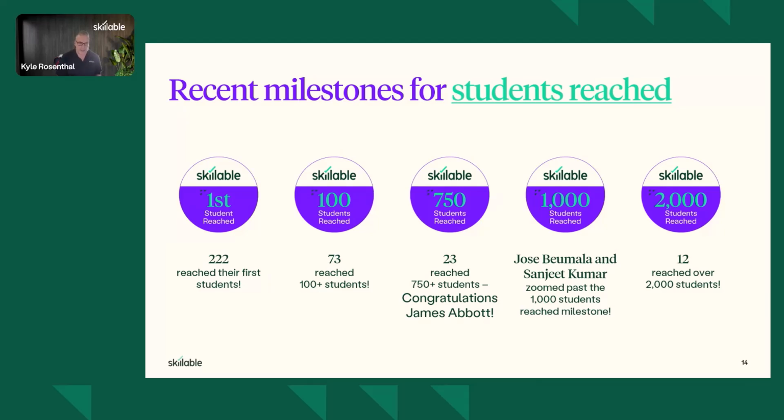So the other ones we've got are for students reached, and this is where you directly see that impact. So Johannes, a double badge. First student reached. Congratulations on that as well. But we had 222 people that joined you in that level of achievement. We had 73 people that made it to 100 students. We had 23 that had more than 750 students. Just looking to see if James had put it.